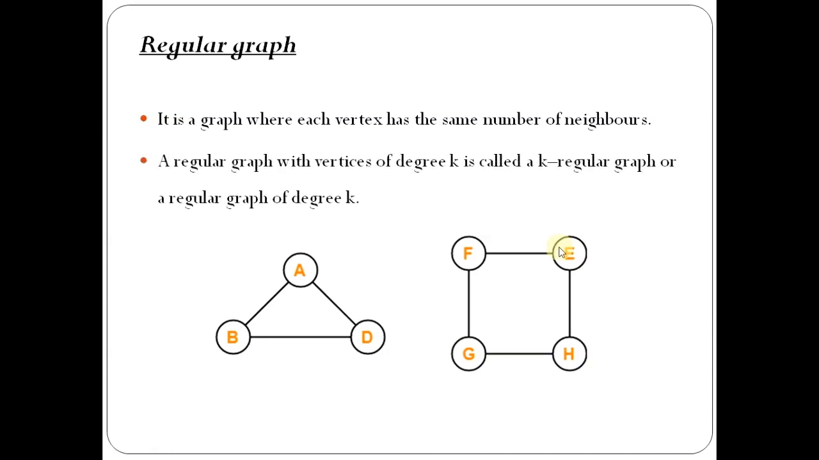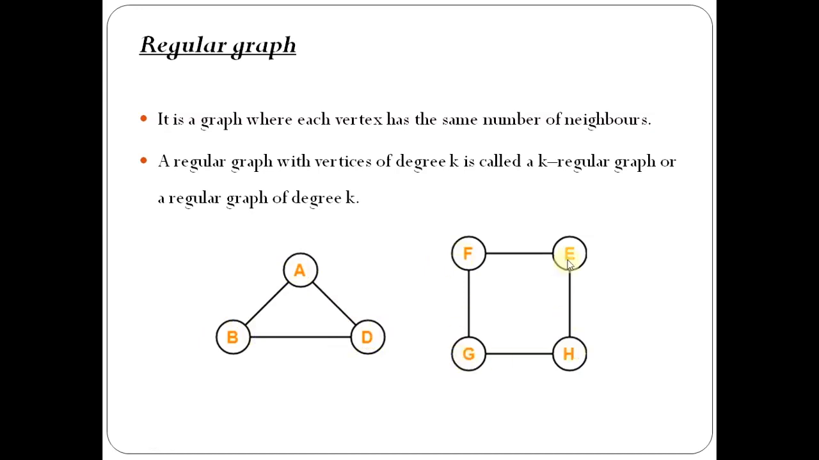A regular graph with vertices of degree k is called a k-regular graph, or a regular graph of degree k. For example, if we consider this first diagram, the degree of node A is 2. Node B has a degree of 2. Node D has a degree of 2. It means all the nodes have degree 2.